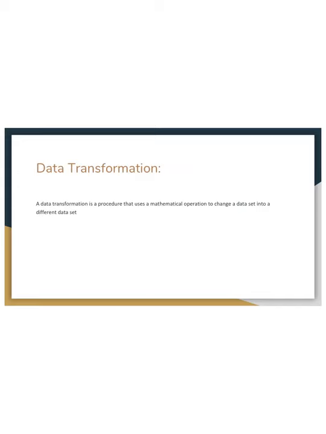For data transformation, it is a procedure that uses a mathematical operation to change a data set into a different data set. So we can be adding numbers, subtracting numbers, multiplying or dividing, and we're going to be changing the actual data numbers within our set.